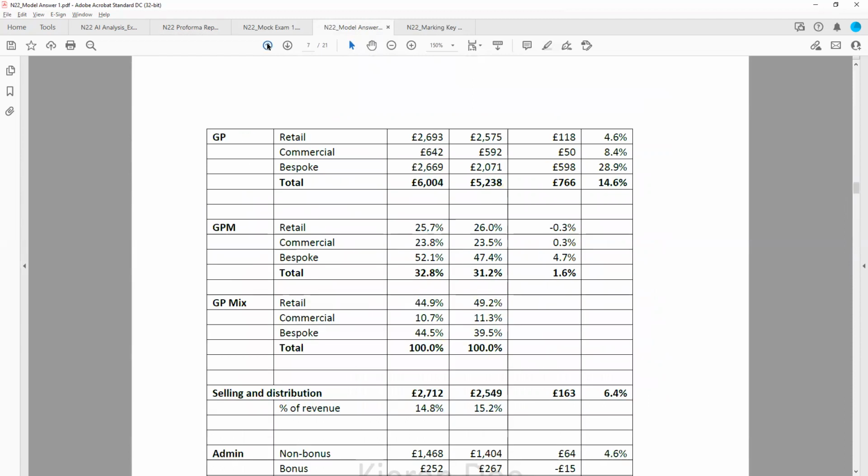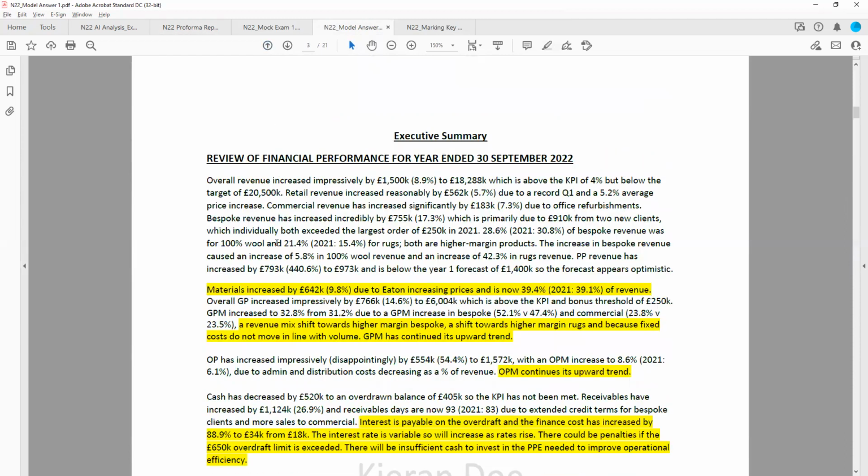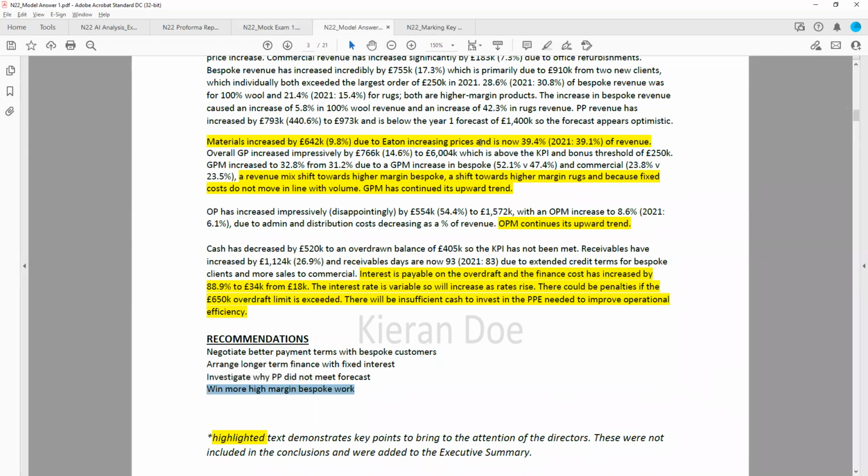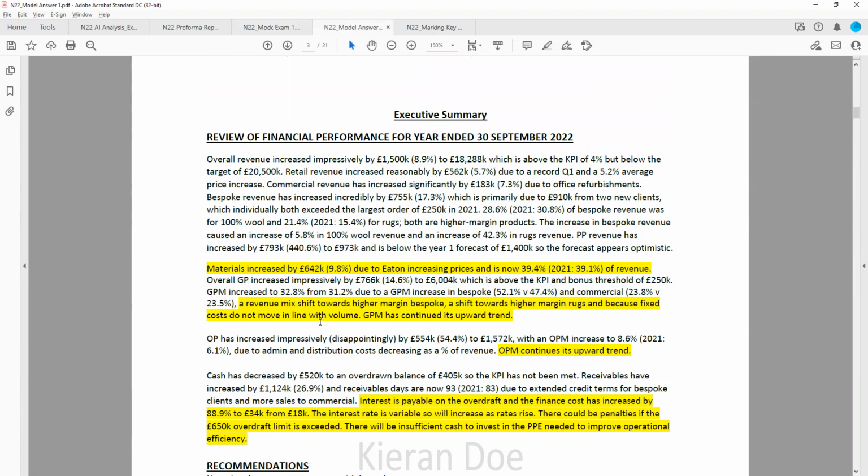So it is a bit of a judgment, and it is a bit difficult to decide sometimes what the most important ones are. But clearly the cash was a big issue. So arranging longer term finance was a good recommendation, I thought. Better payment terms with customers. You could have backed that up with suppliers as well. And then focus on that high margin bespoke work because that's driving the profit margin. You can see here profit margins are going up because bespoke margin's gone up and revenue mix is moving towards it. So keep that trend going. And you can investigate why PP didn't meet the forecast as well.